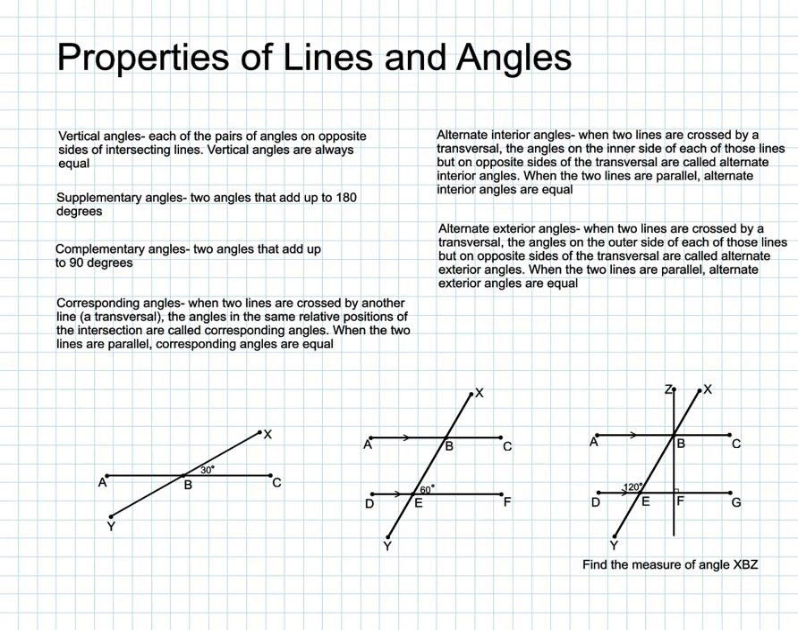Vertical angles, despite what they sound like, are not straight up and down. What they are is each of the pairs of angles on opposite sides of intersecting lines. And vertical angles are always equal.